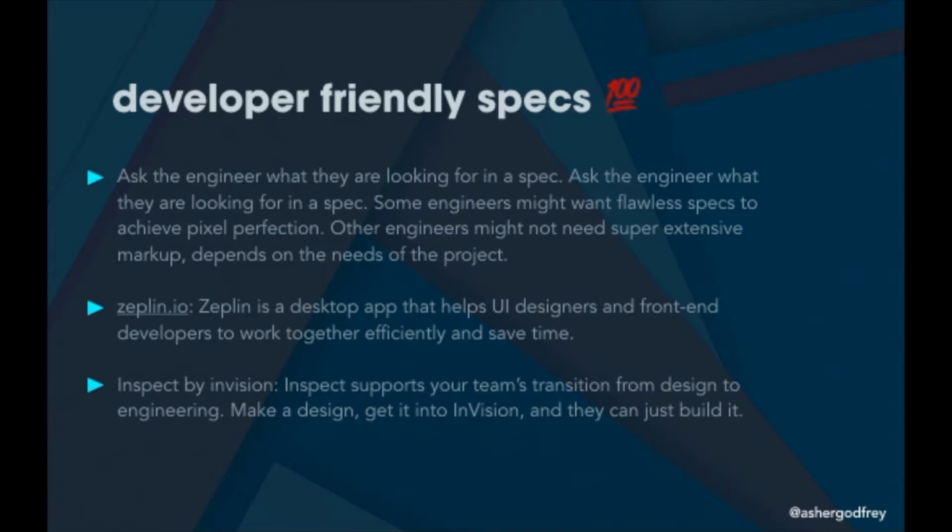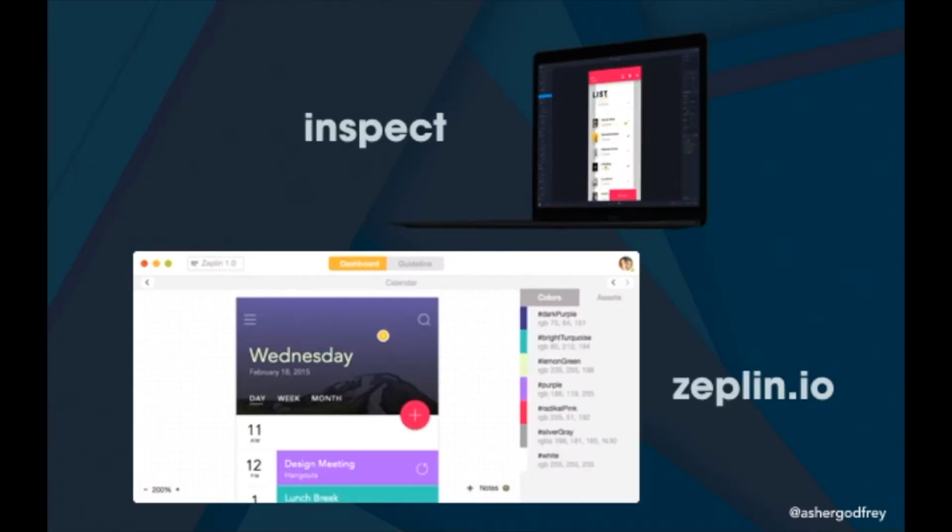Inspect is another tool by InVision, and that just came out, and it supports your team's transition from design to engineering. So it's cool because you can create a prototype, and then you can just give that over to the engineers, and the conversation is basically changed because of that. Team members can focus on bigger problems because Inspect handles the important details.